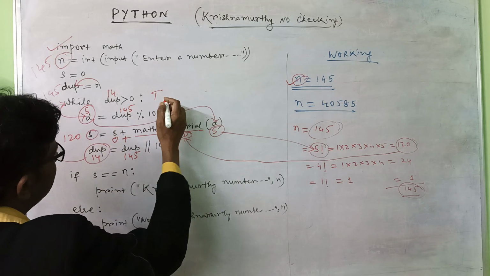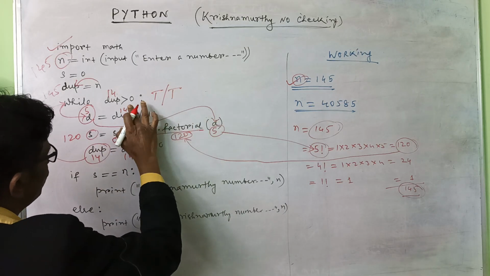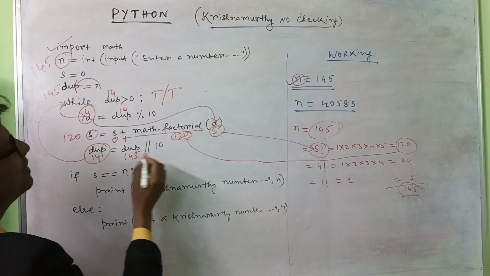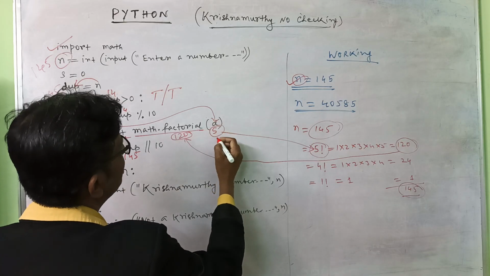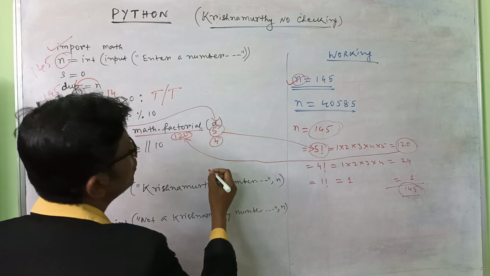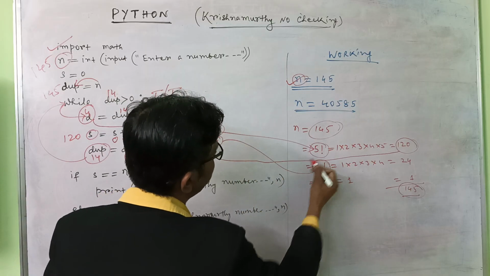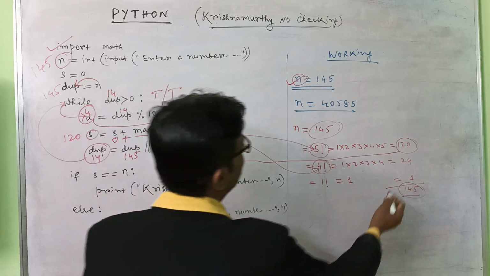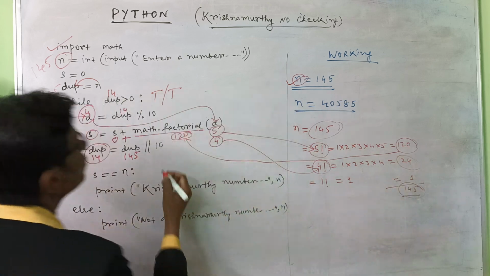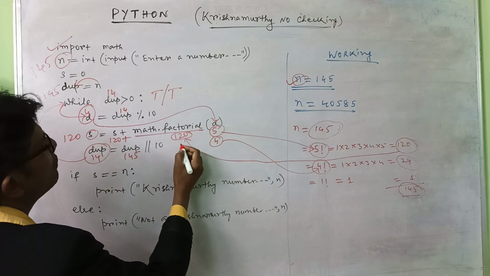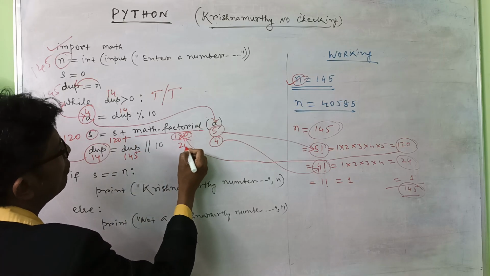So 14 greater than 0. Once again it is true. So this time we are getting 4. 4 means again we are getting the next digit, which is 4. So this time we are coming back for this. Now what are we getting again? 24. So previous value was 120 and the new value is 24.